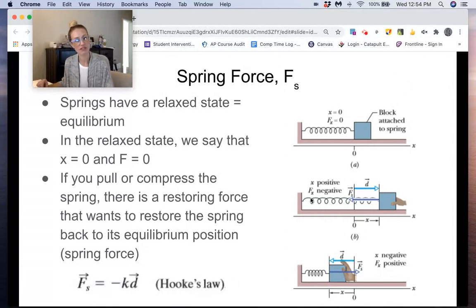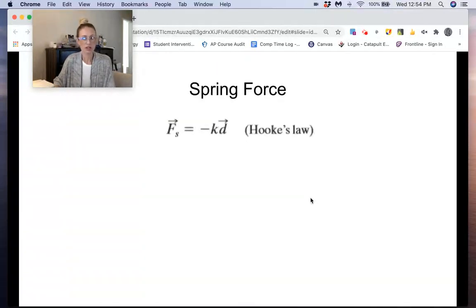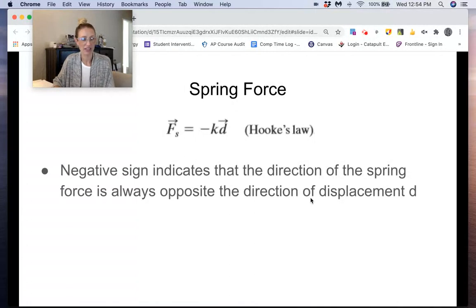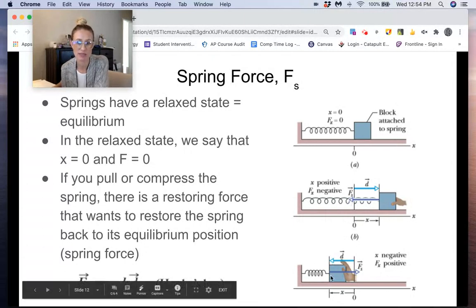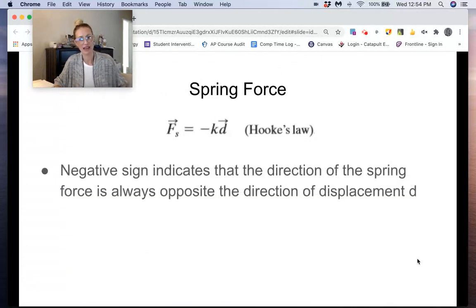The equation that we get for the spring force is F = -kd, or -kx, as you will see as well. This is called Hooke's law. This equation has a negative in it, and that indicates the direction of the spring force. The spring force is always going to be opposite the direction of displacement d. Looking at this figure, if we have a positive displacement, the force will be in the negative direction. If we have a negative displacement, the force will be in the positive direction. That's why we have a negative in that equation.